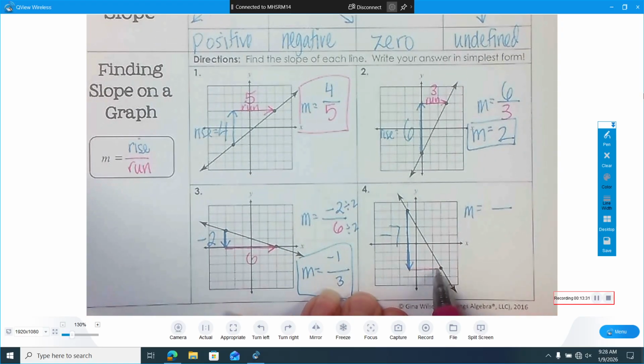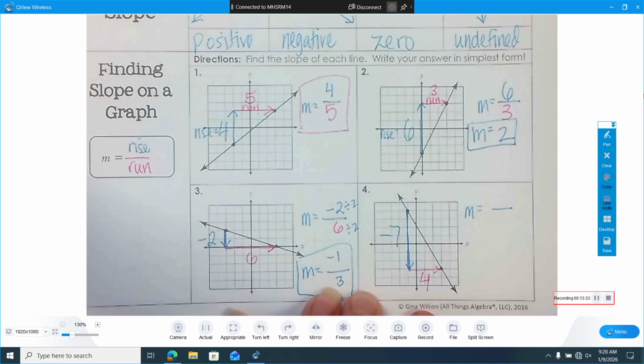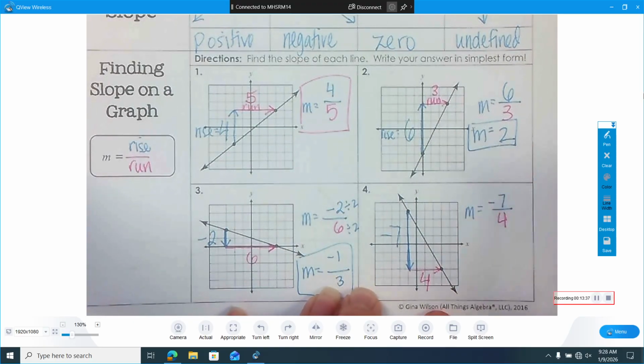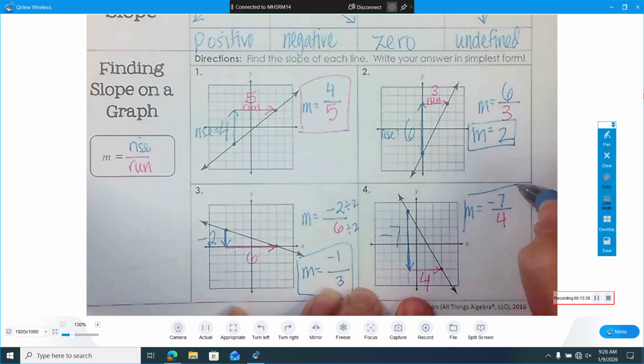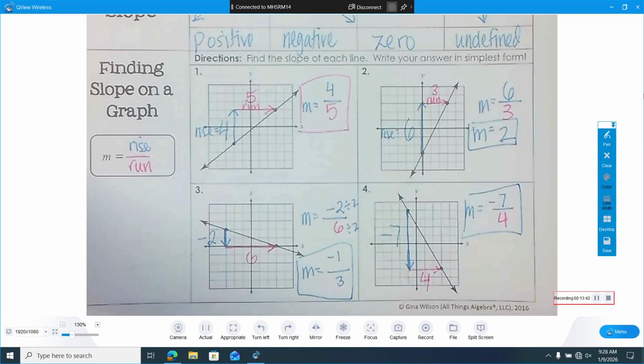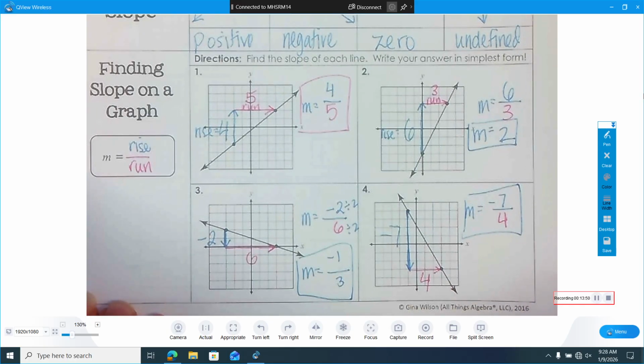And then what's my run? 4. So negative 7 over 4. Does that reduce? Nope. Our slope is negative 7/4. Pretty good, huh? Any questions so far?